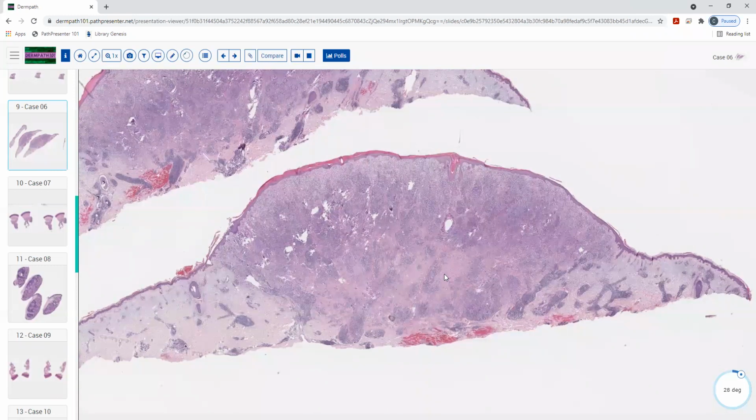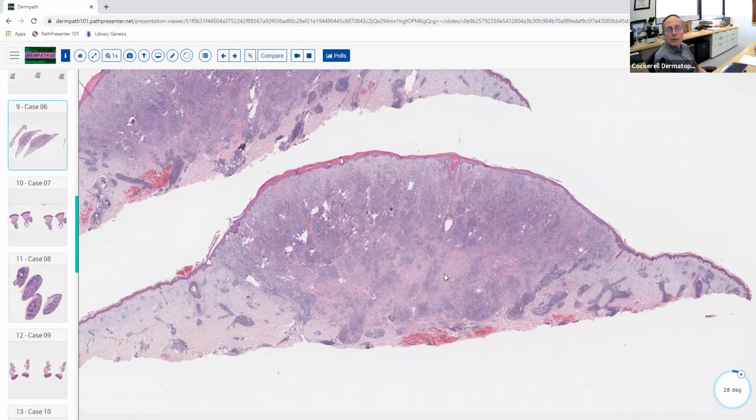Starting at the top, we see a little bit of compact keratosis at the top. The epidermis from this power looks like maybe it's a little atrophic. I guess it kind of depends on location. But the main thing is we see this very dense basophilic infiltrate throughout the entire dermis.